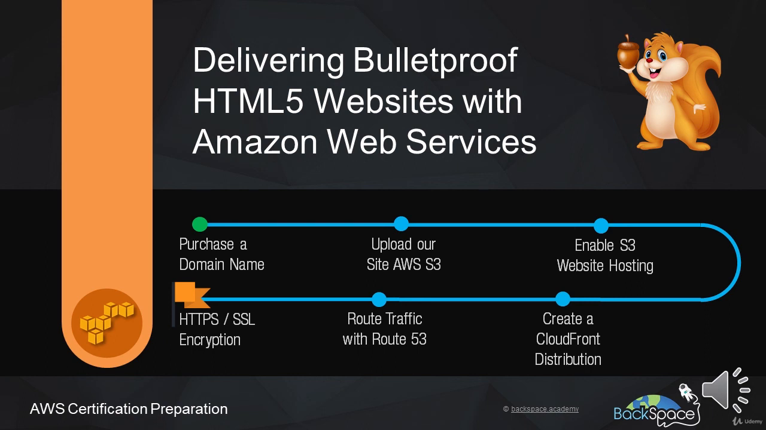Once we've done that, we're then going to create a CloudFront distribution, which will make a copy of our website and distribute it across well over 50 different edge locations across the world. Then we're going to look at using the Route 53 service, the domain name service of Amazon Web Services, to route our traffic through to our edge locations. And then once we've done that, we can look at increasing security with HTTPS encryption for traffic to and from our website.